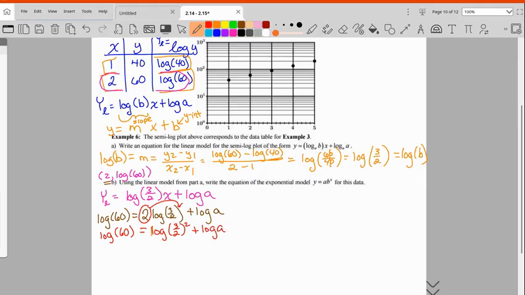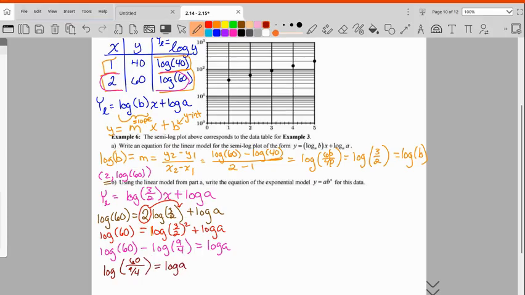All right, so we want to start solving for that A now. I want the log of A by itself, so I'm going to subtract log of 3/2 squared from both sides. So that's just the log of 60 minus the log of, what is 3/2 squared? That's just 3/2 times 3/2, or 9/4, equals the log of A. We, of course, know that the difference of logs is the log of their quotient. So I can do the log of 60 over 9/4 equals the log of A.